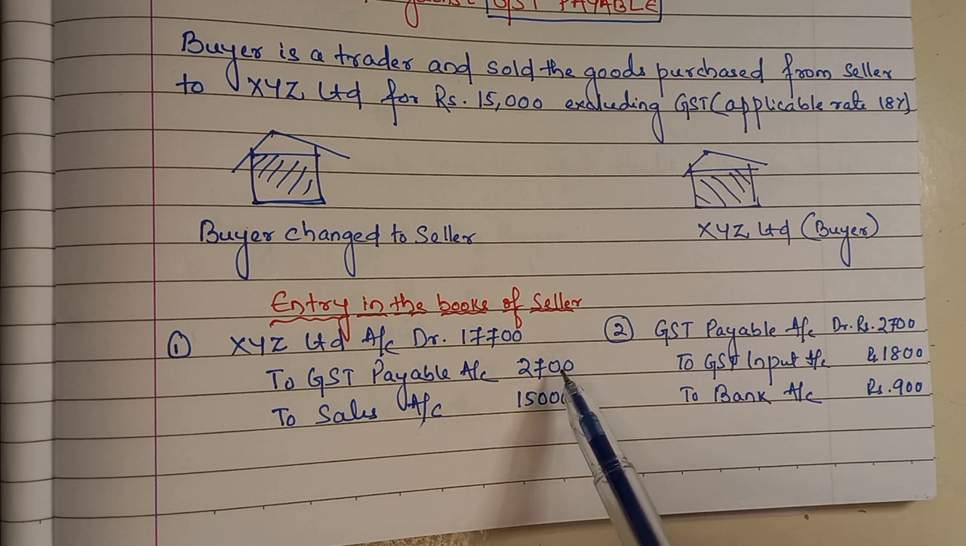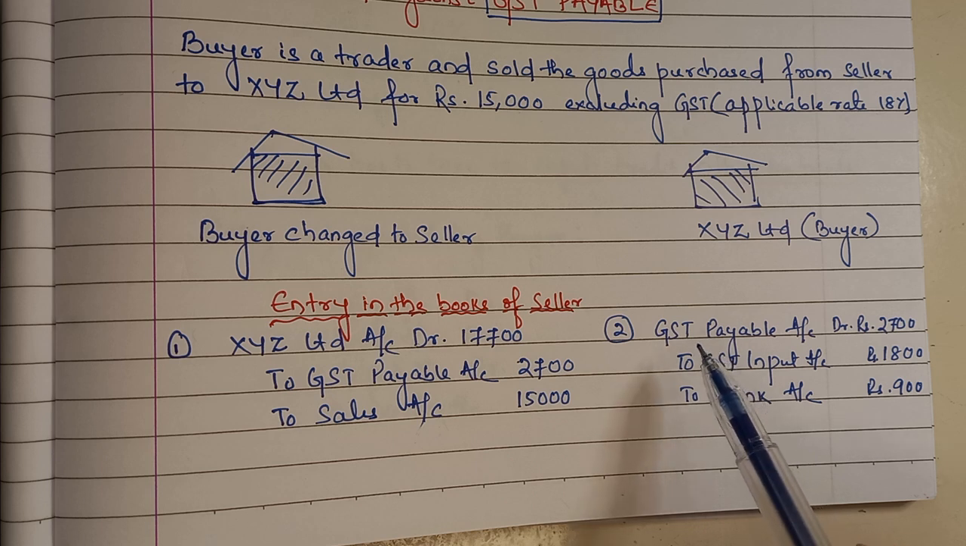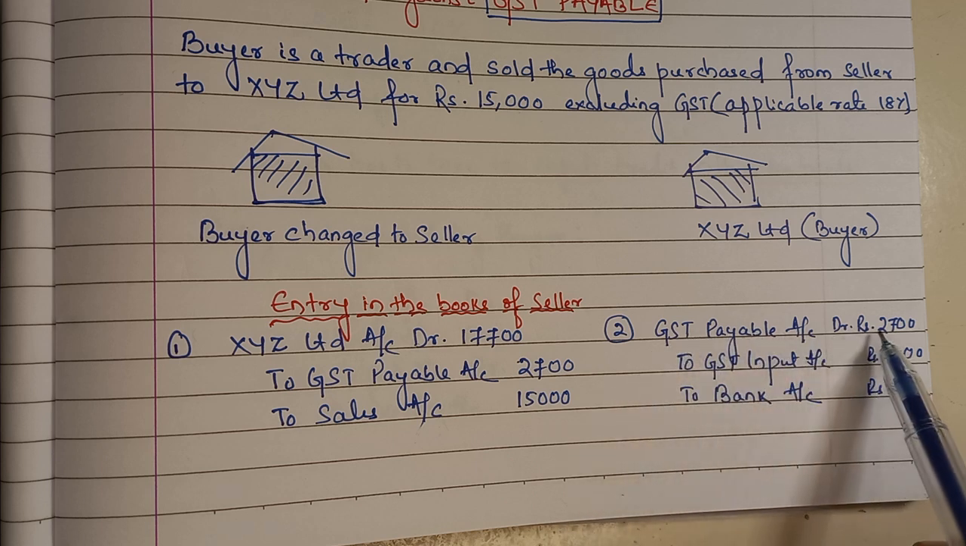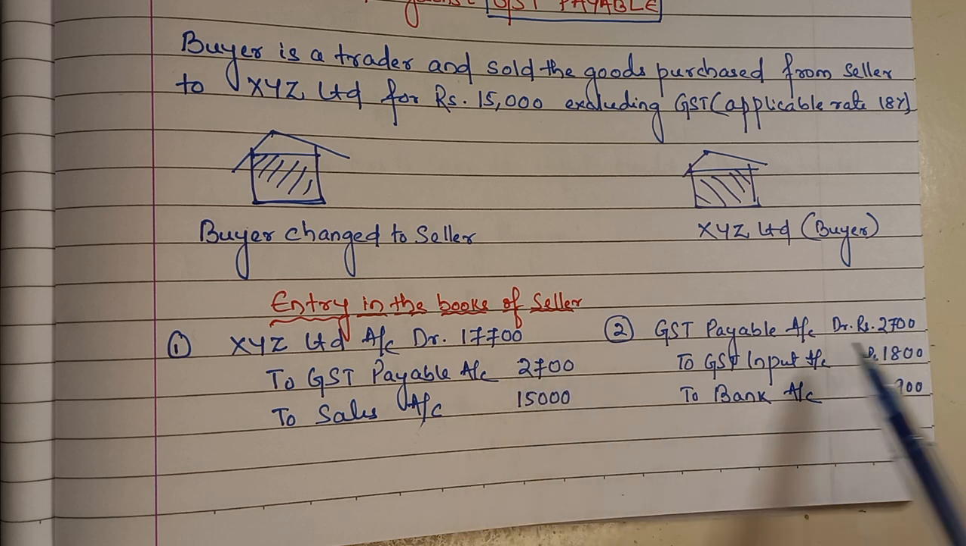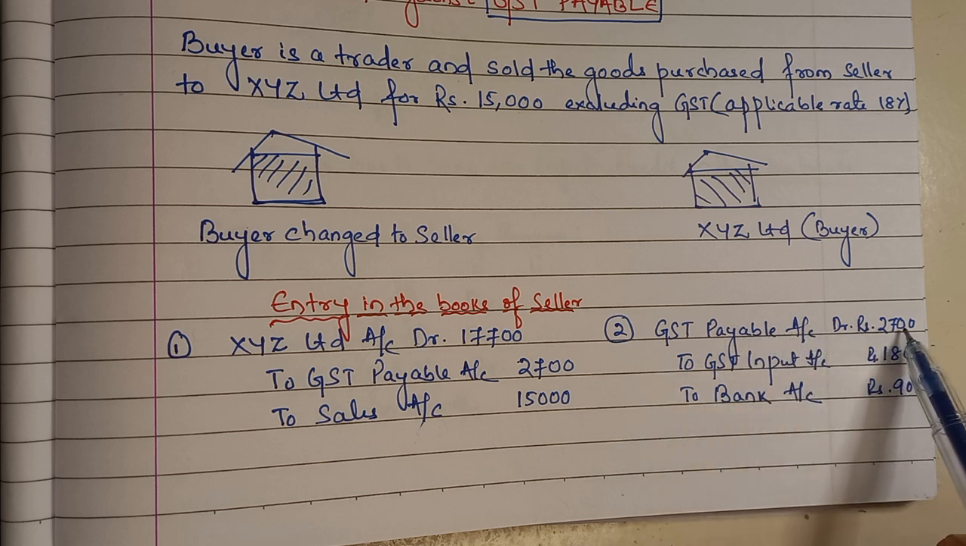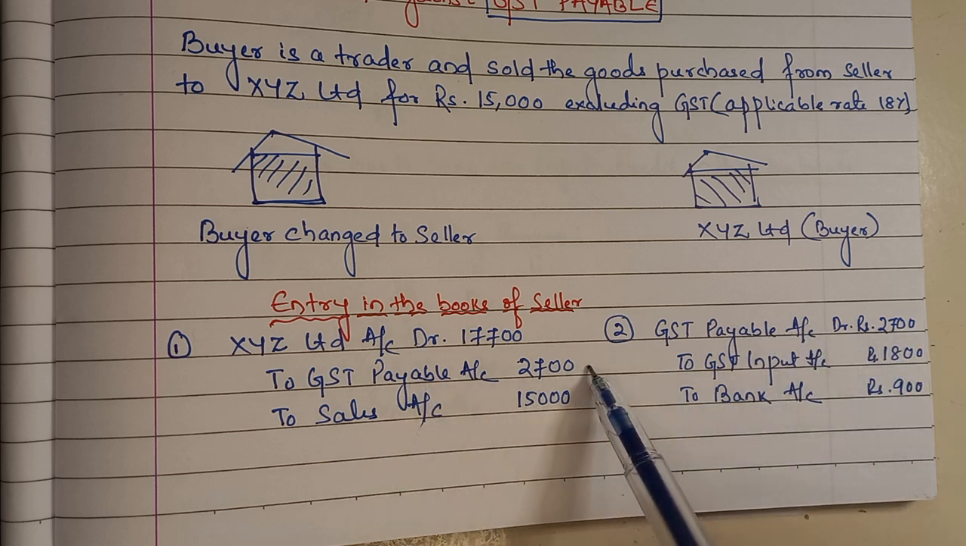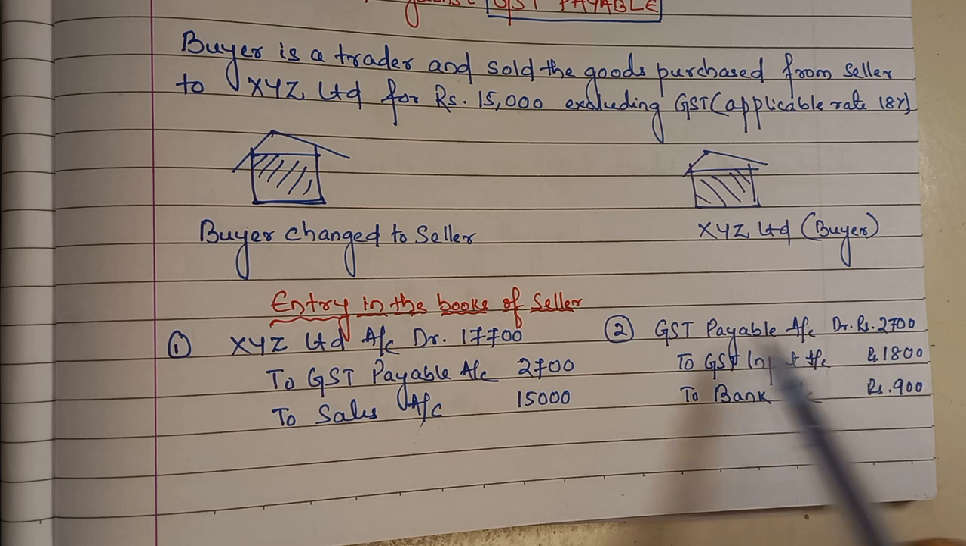Okay. Once this amount is collected, what is the final entry now to be posted in the books of the seller? GST payable account debited 2,700. Okay. The money which is collected, the seller has to remit to the government. So GST payable account debited 2,700. So this account which is credit and this debit will knock off, right?